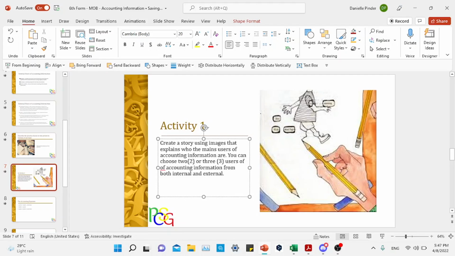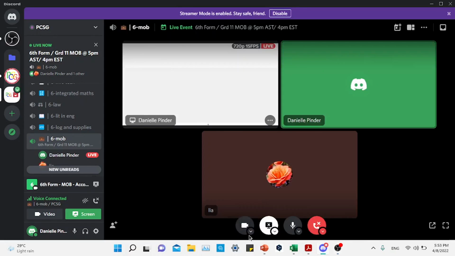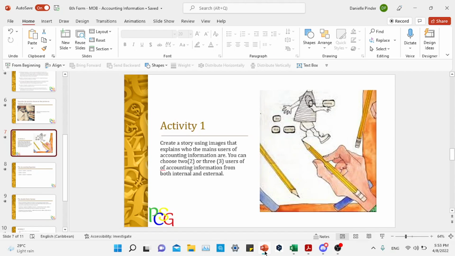Okay. All right, so just tell me what you have drawn. Wait, you want me to read it? Oh, did you write it or did you draw it? You said create a story using images. Oh, okay, no problem. You can tell me what you have written.